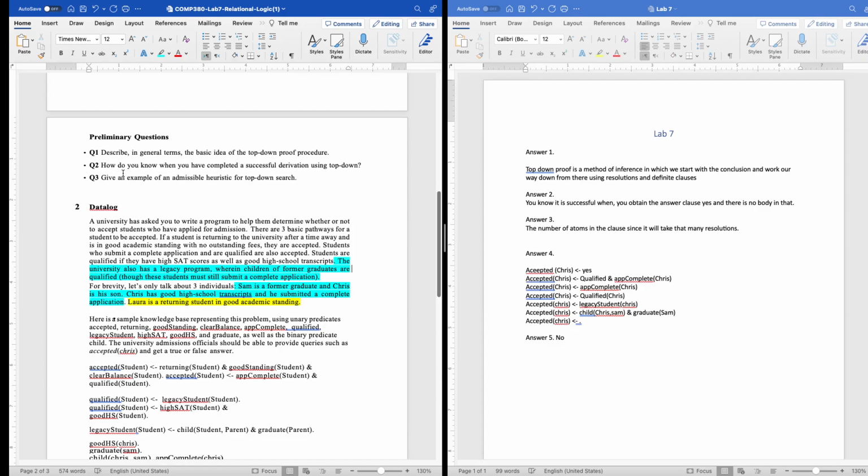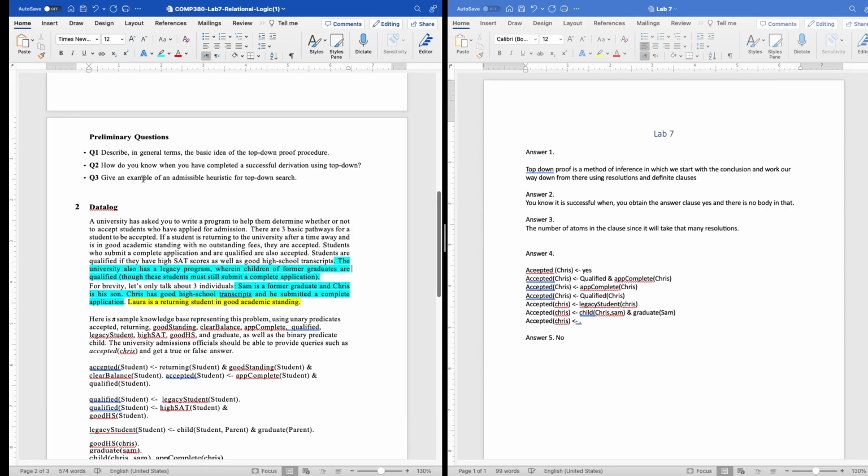The second question is: how do you know when you have completed a successful derivation using a top-down approach? We know that a derivation is successful and complete when we obtain an answer clause "yes" and there is no body in that. So there is no body left in that answer clause.